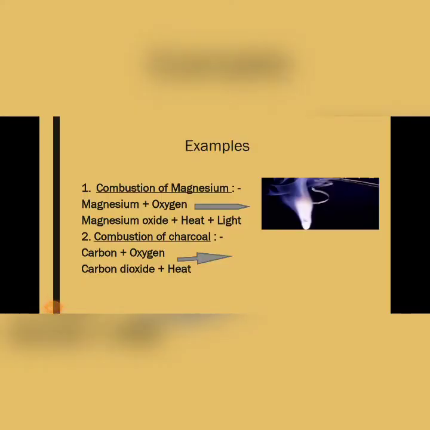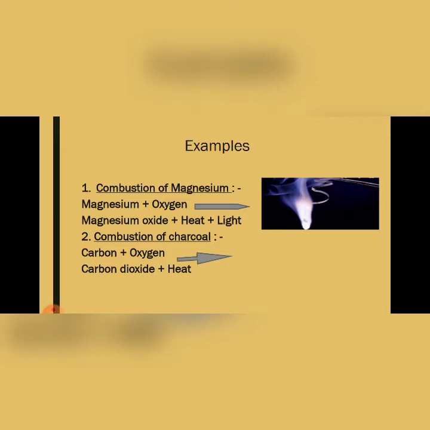Examples of combustion. Combustion of magnesium. Magnesium is a metal. It comes in the form of a white ribbon. You can see in the picture also, a ribbon of magnesium is burning. Whenever a ribbon of magnesium is heated in the presence of oxygen, magnesium combines with oxygen to form magnesium oxide, heat and light. The white ash which is produced during the burning of magnesium ribbon is nothing but magnesium oxide.